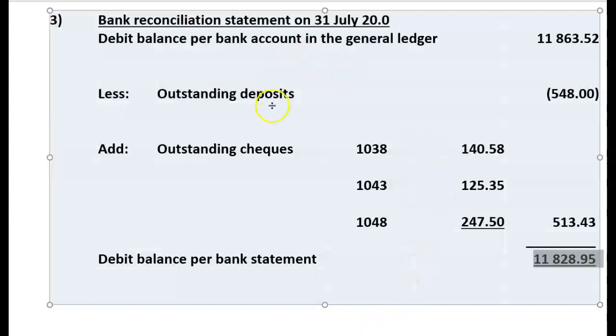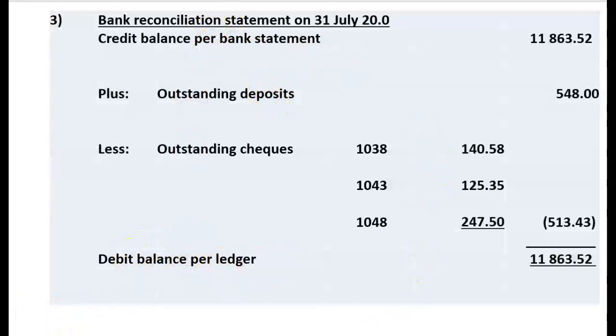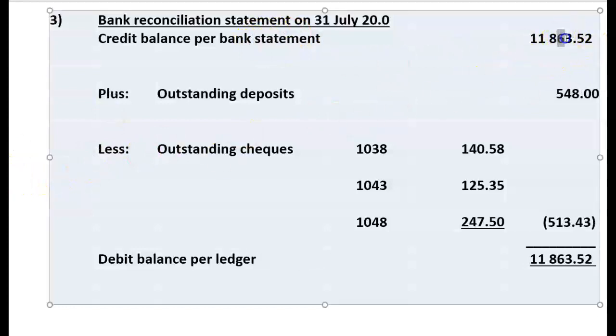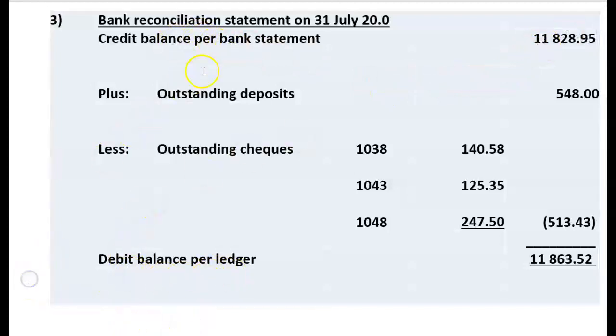We could have started our bank reconciliation statement with our bank balance as per the bank statement. Let's have a look at that. If we did start it with our bank statement balance, our balance was 11,828.95.